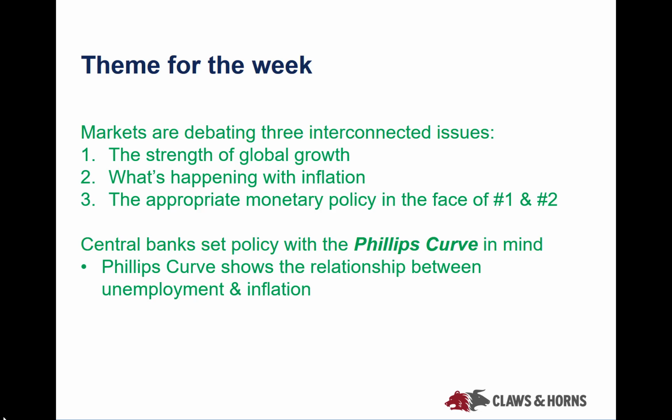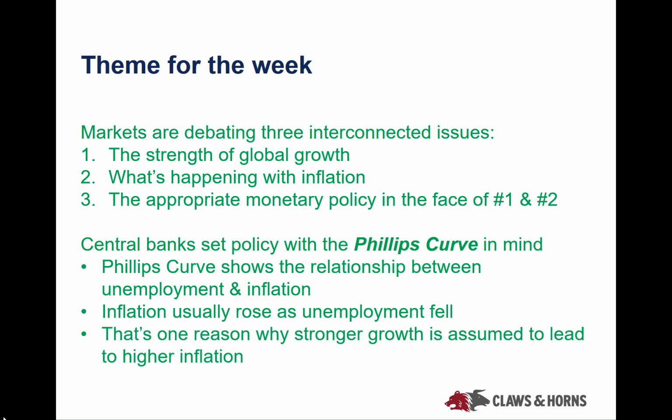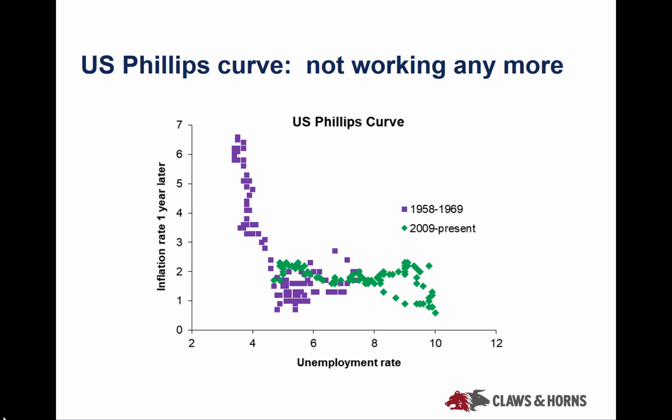The Phillips curve is a way of visualizing the relationship between the unemployment rate and the inflation rate. In the past, it usually happened that the inflation rate rose when the unemployment rate fell. Now, since the unemployment rate is strongly affected by the rate of growth, it was naturally assumed that stronger growth would push down the unemployment rate, push up wages, and thereby push up inflation. That's one reason why stronger growth is assumed to lead to higher inflation. Well, it hasn't all happened like that recently.